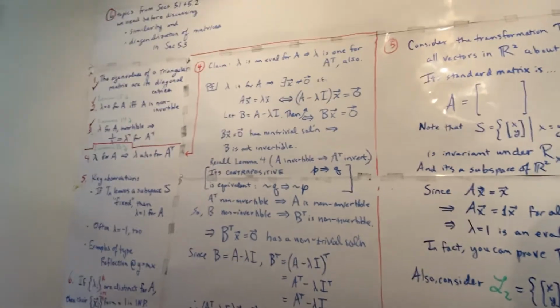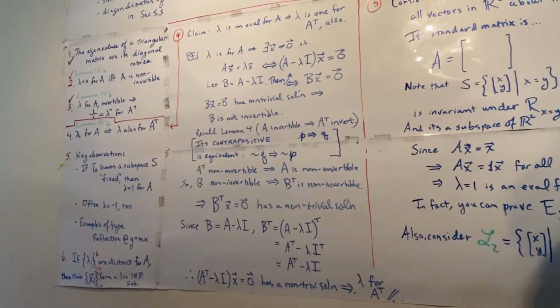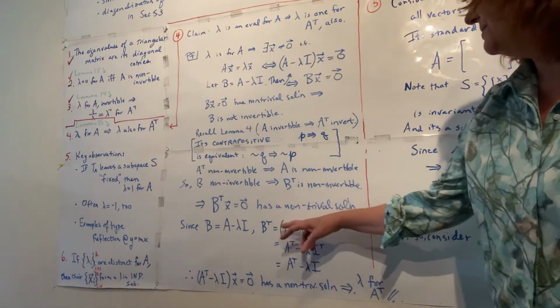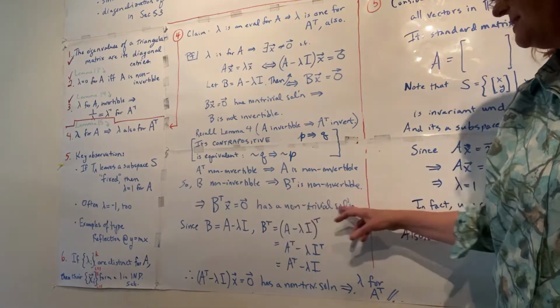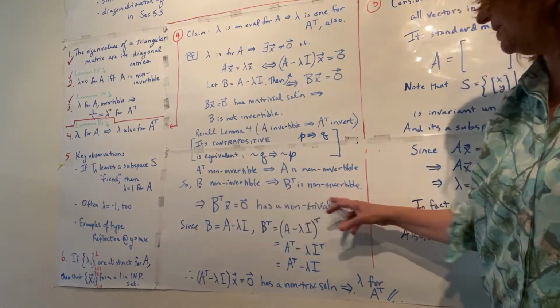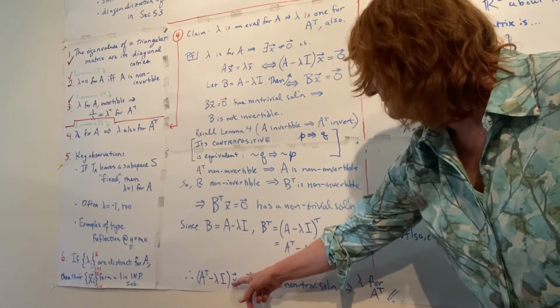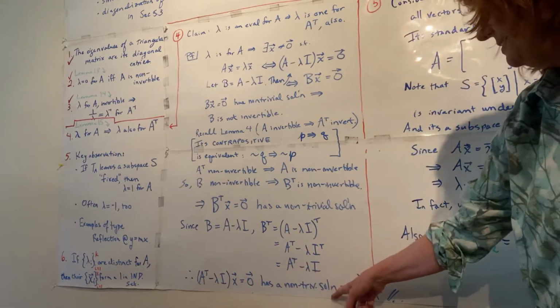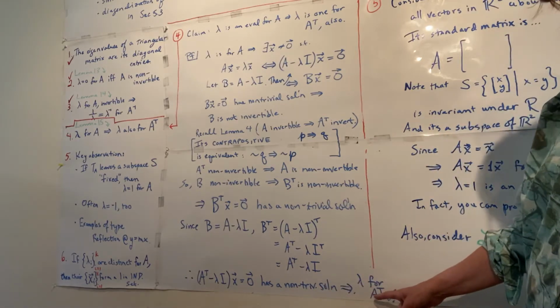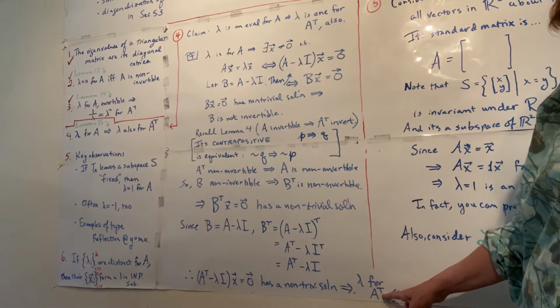Are you getting that? So B transpose times x equal to 0 has a non-trivial solution gives us A transpose minus lambda I x has a non-trivial solution. In other words, that lambda is an eigenvalue for A transpose. QED.